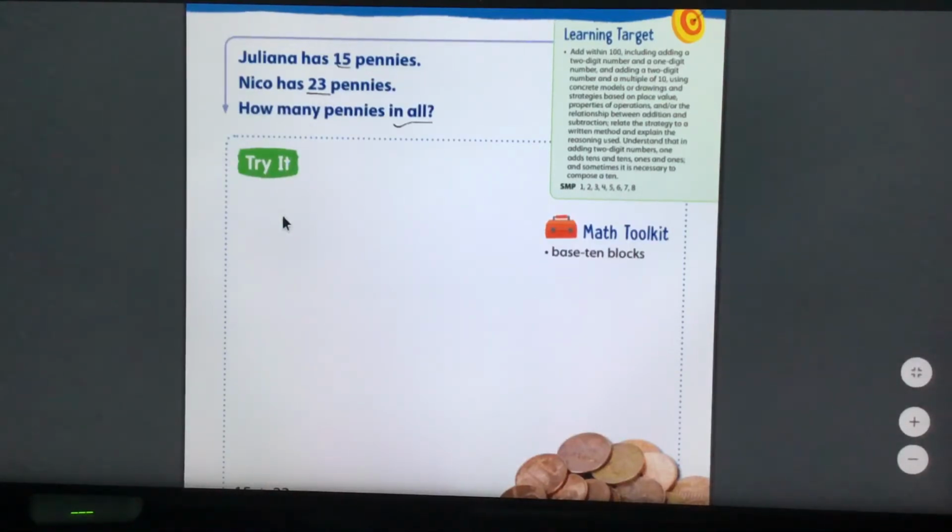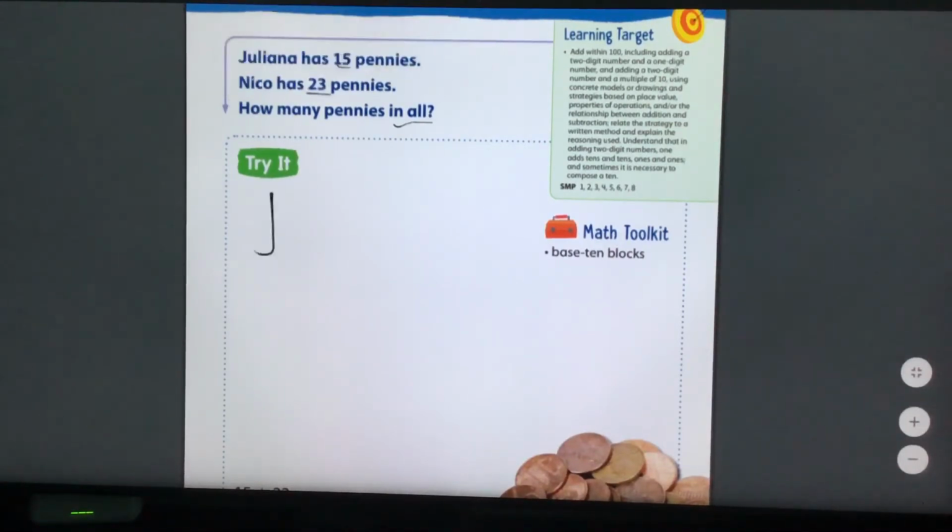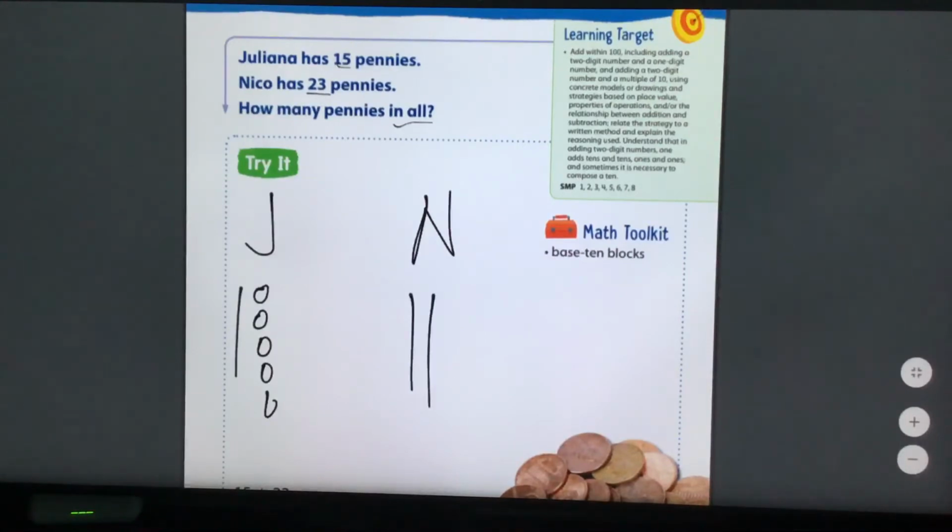Okay, so when I go to do my problem, I'm going to show a J for Juliana and an N for Nico. So Juliana has 15 pennies. In the number 15, you have 1 ten and 5 ones. In Nico, he has 23 pennies. In the number 23, you have 2 tens and 3 ones.